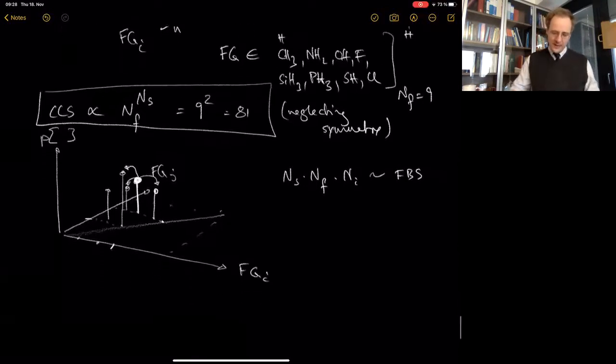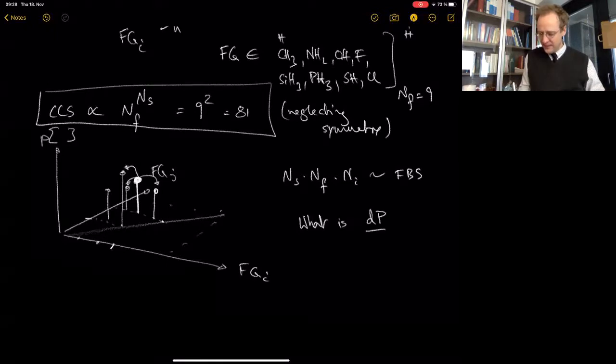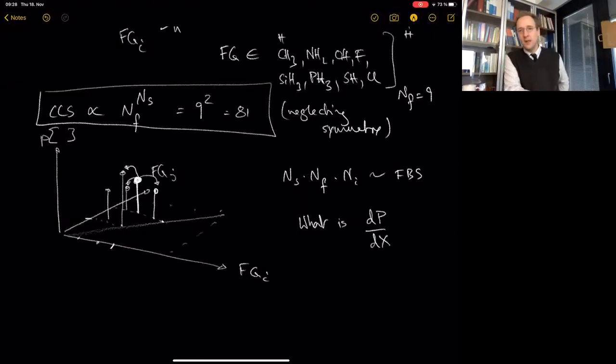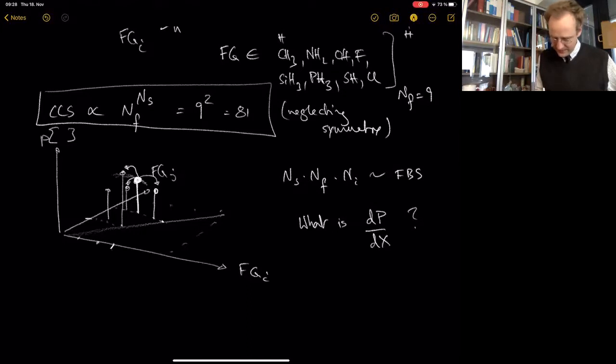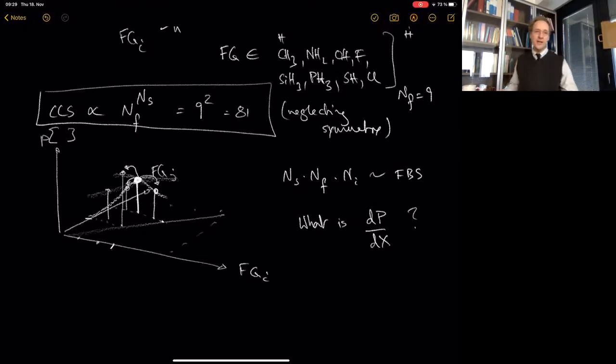And so there's this question, right? What is your change in property as you go through your compound space, right? So how does your property depend on this? Can we make this smooth, right? Is this something we can do actually, or do we have a problem?